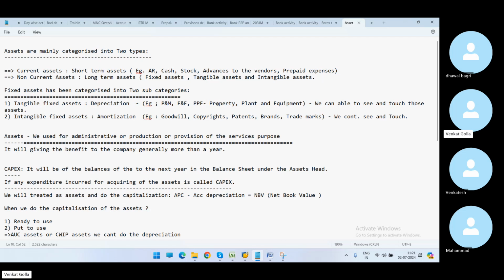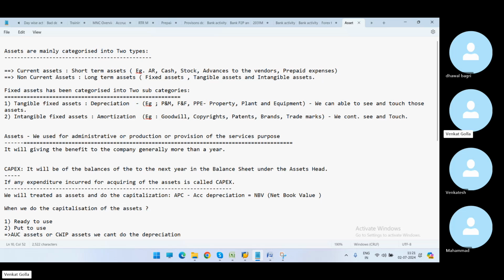We can see those assets. We can also touch those assets. We can feel those assets. But when it comes to the other assets, intangible assets, we will not be able to see those assets, but they are assets which are recorded in our books of accounts.